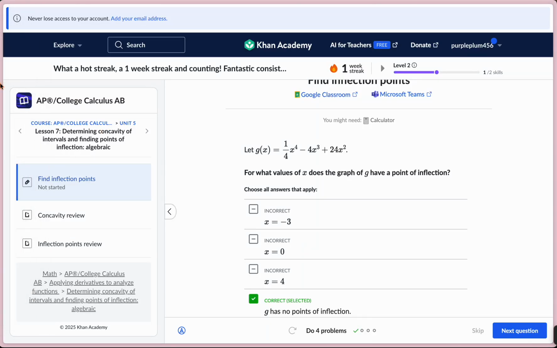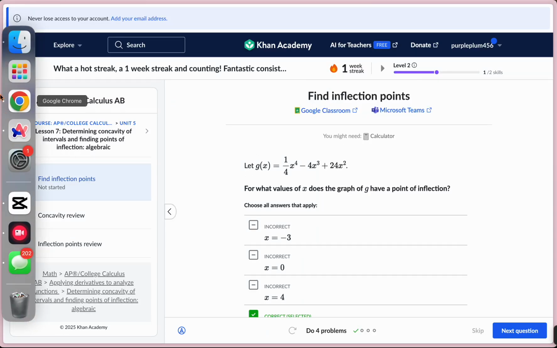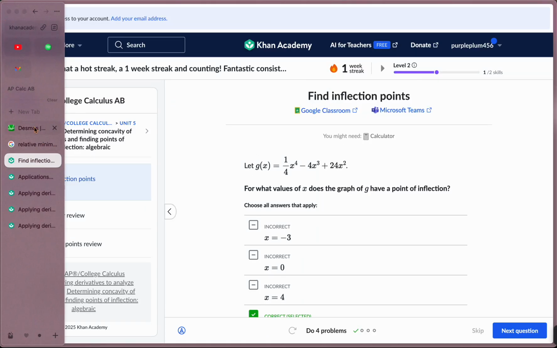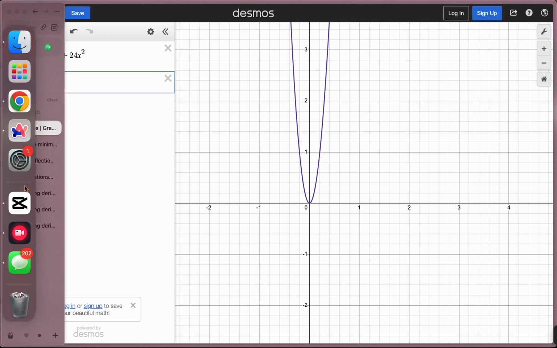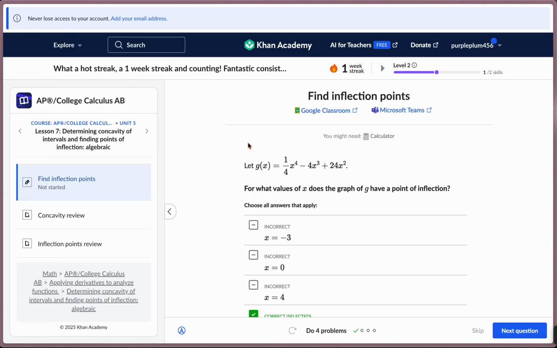Okay, so hi, welcome to a video about finding inflection points. We're given this equation, g of x equals 1/4 times x to the power 4 minus 4x cubed plus 24x squared. For what values of x does the graph of g have a point of inflection?